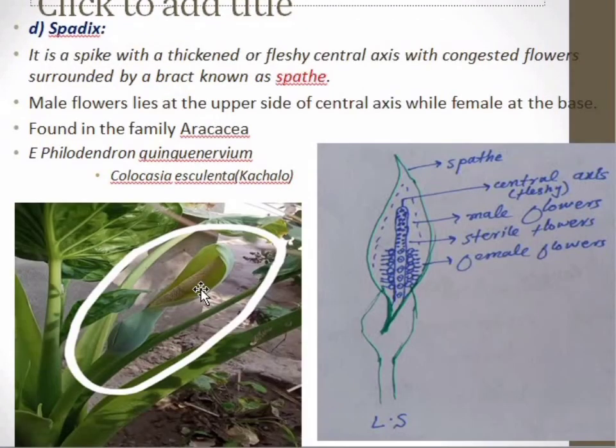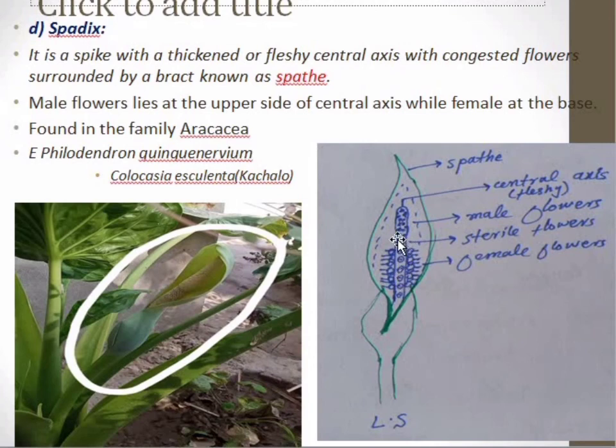Now the spadix, it is like a spade. You can clearly see the structure looks like a spade. It is a spike with a thickened or fleshy central axis. This is the thickened fleshy central axis. You can see here, this is the axis with congested flowers surrounded by a bract known as the spathe. This is actually a bract known as the spathe, but it is a somewhat modified bract. Male flowers lie at the upper side. These are male flowers, and the female flowers lie at the base, and in the middle lie the sterile flowers.